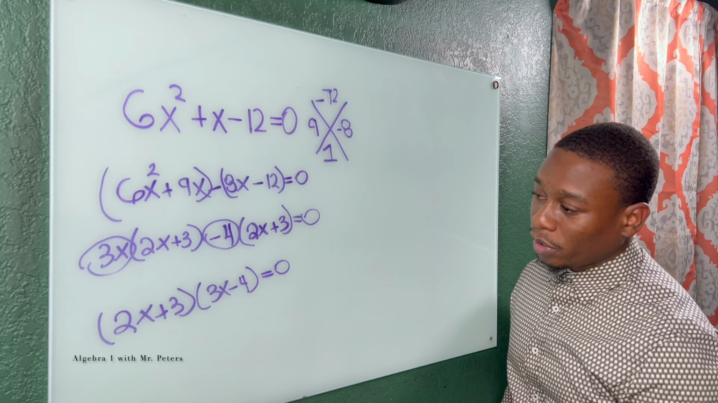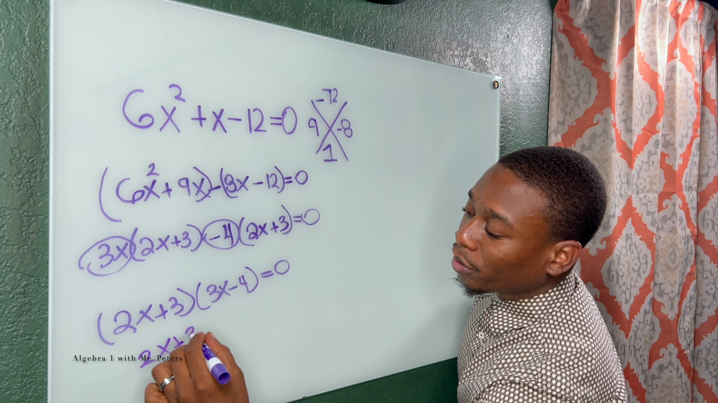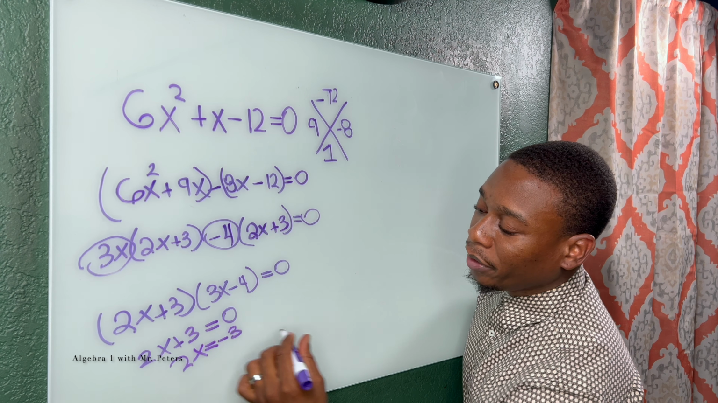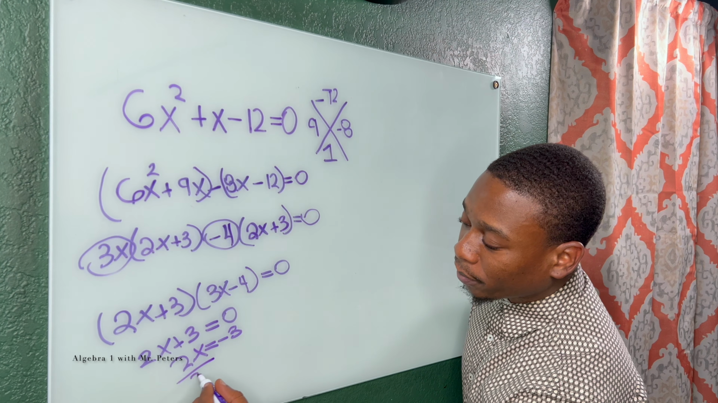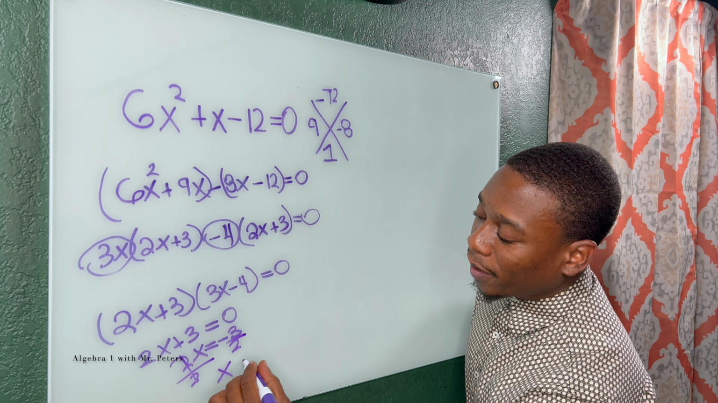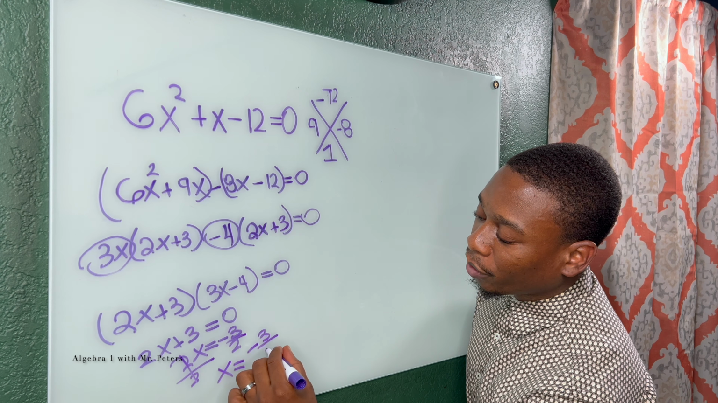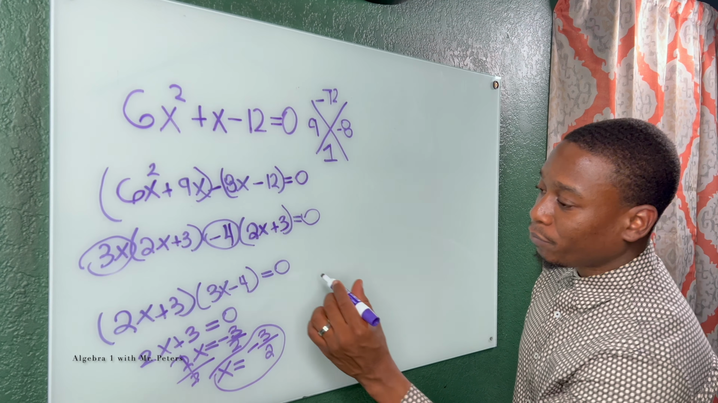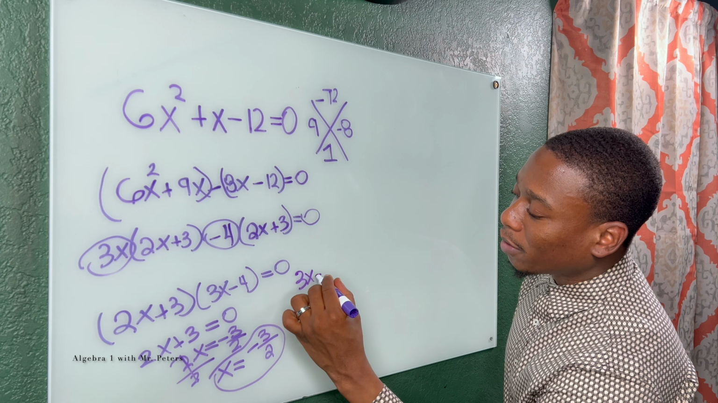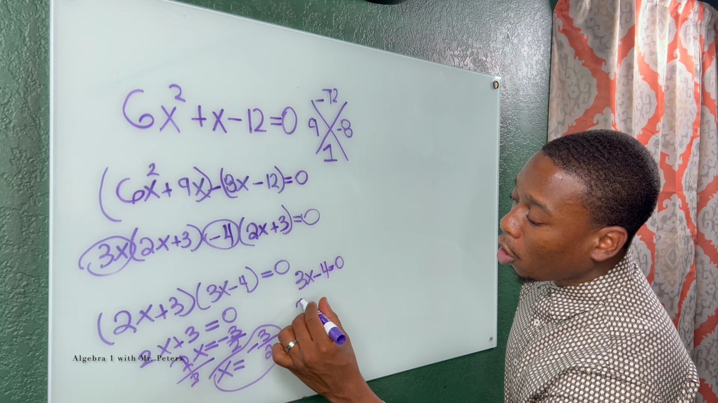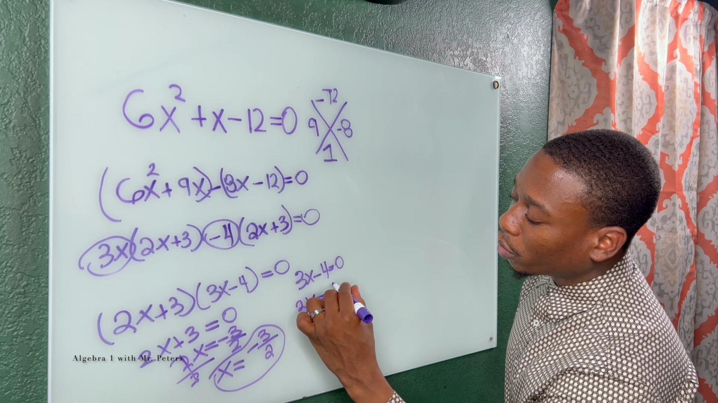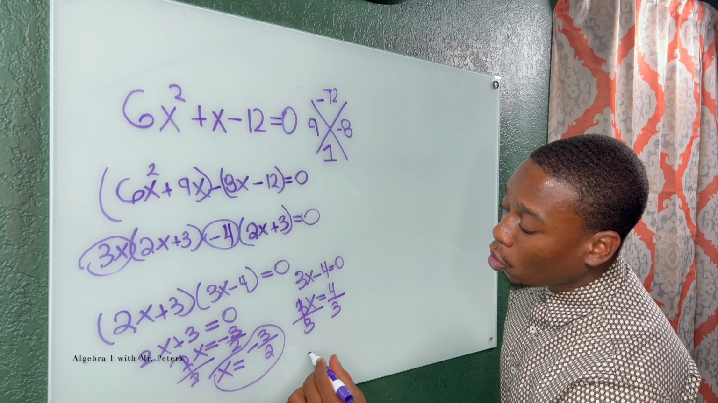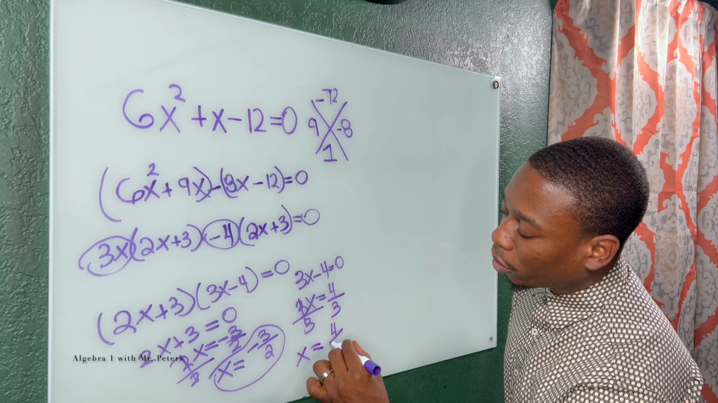Now we set them both equal to 0. So we have 2x plus 3 is equal to 0, which will give us 2x is equal to negative 3. Once I now divide by 2, I know my first factor is x is equal to negative 3 over 2. Now when I go over to the second factor, we have 3x minus 4 is equal to 0. We move 4 over to get 3x is equal to positive 4. And then once we divide to get x by itself, we know x is equal to 4 over 3.